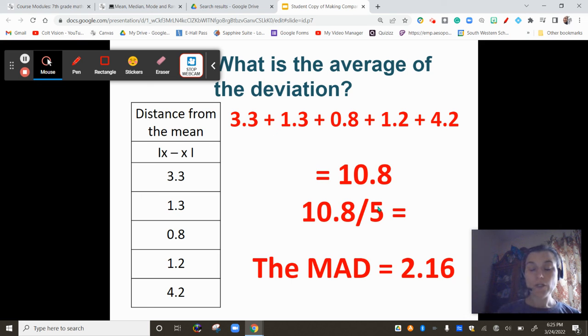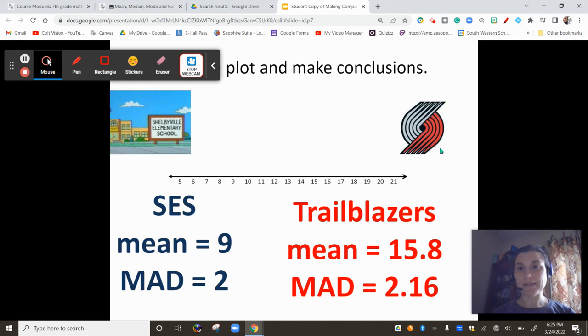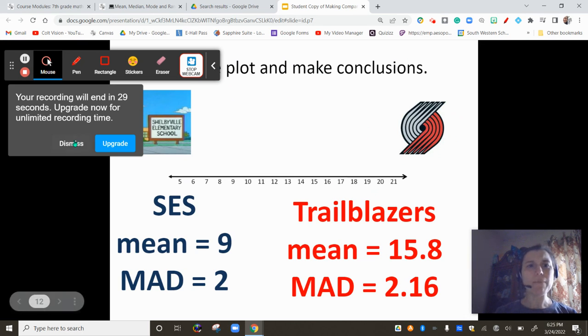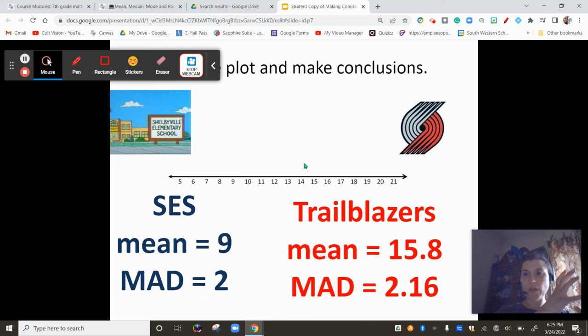Okay. So now let's compare the two data sets. You have the Shelbyville ones, where the average is 9, which is much smaller than the average of the Trailblazers. But if you look at their MADs, they're very similar. So these data sets are very comparable in consistency. Their consistency is the same, even though they have very different means. There it is, mean absolute deviation.